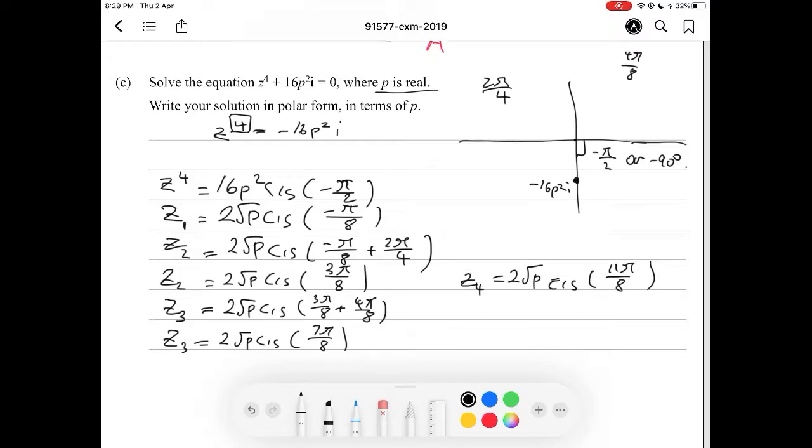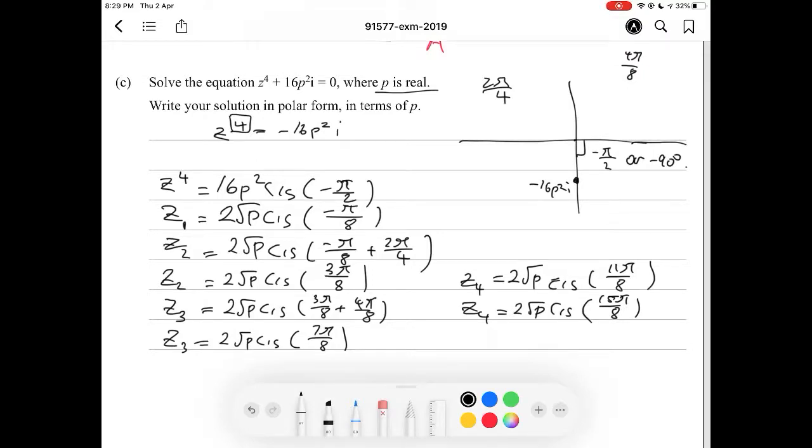I think a good way to check your answer is to add another 2 pi over 4 to see if you get back to your original answer. If you do, that means you didn't do anything wrong. But if you don't get back to your z1, that means you might have done something wrong. So z4 equals 2 root p. So I'm going to add another 2 pi over 4. So that becomes 15 pi over 8. And this is negative pi over 8, which means it's from the other side.